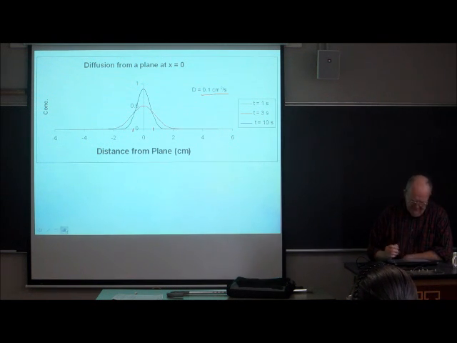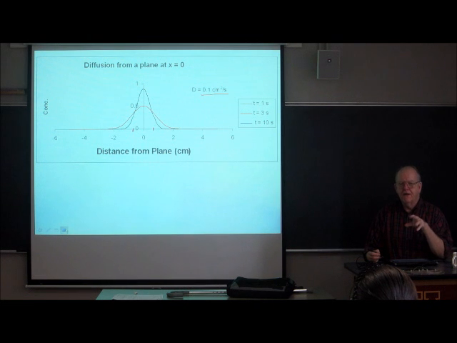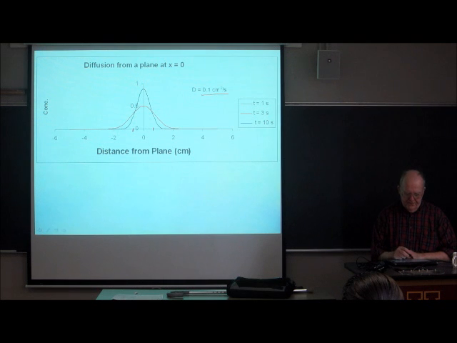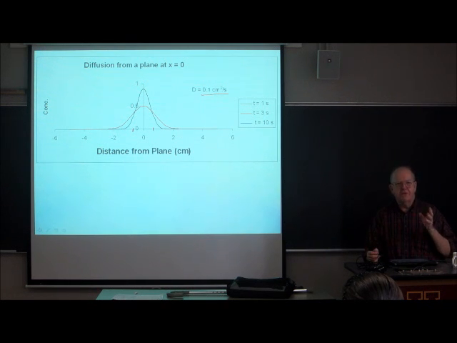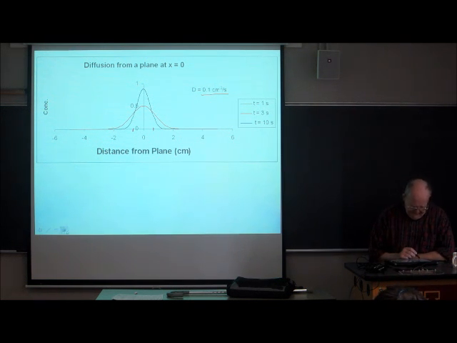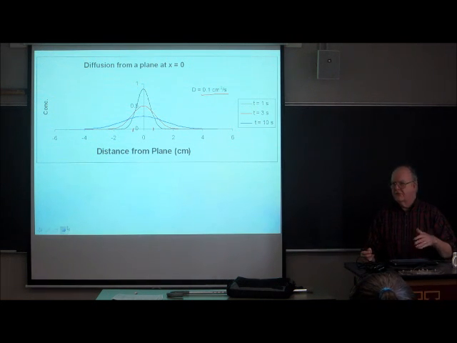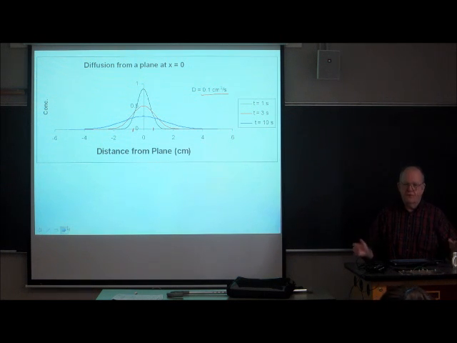Now, if we give it more time, the average molecule can get a little bit further, but it only increases with the square root of the time. So the width of the red distribution is only the square root of 3 bigger than the 1 second distribution. It's not 3 times further, it's only the square root of 3, which is about 1.73. And if we go up to 10 seconds, the distribution looks like that. The areas are all the same because diffusion doesn't destroy matter.